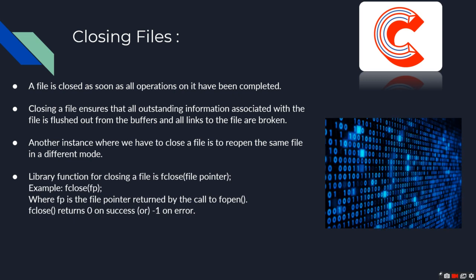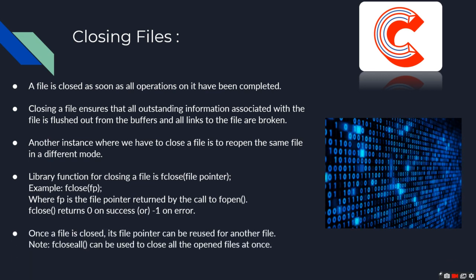The library function for closing a file is fclose(file pointer). Example: fclose(fp), where fp is the file pointer returned by the call to fopen. fclose returns 0 on success or -1 on error. Once a file is closed, its file pointer can be reused for another file.